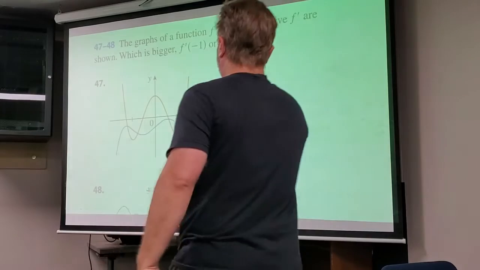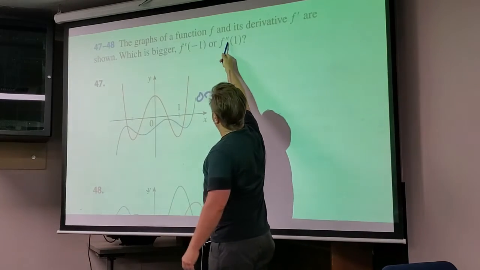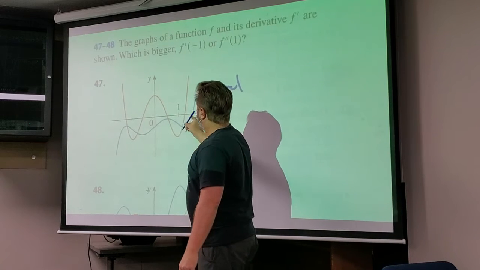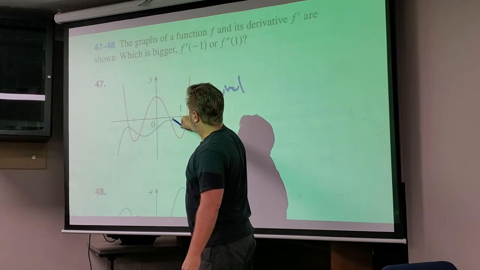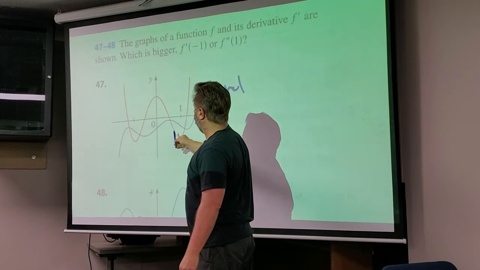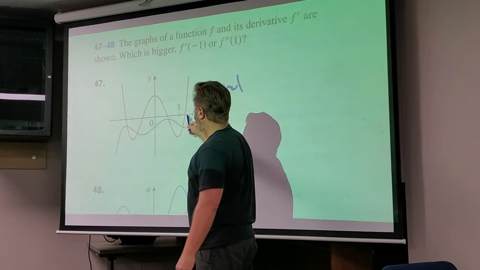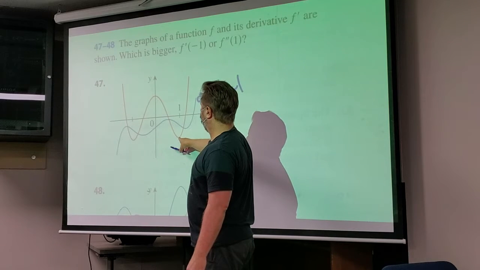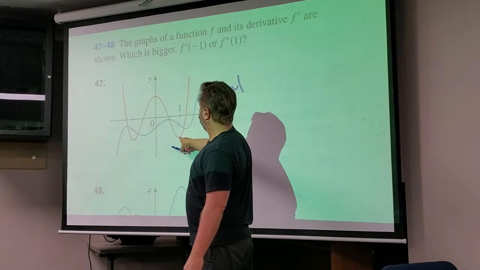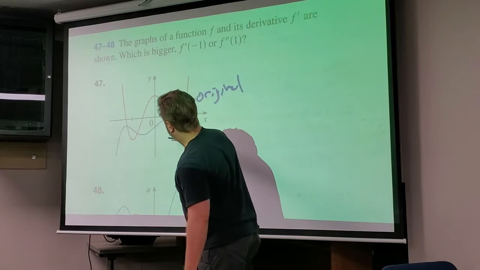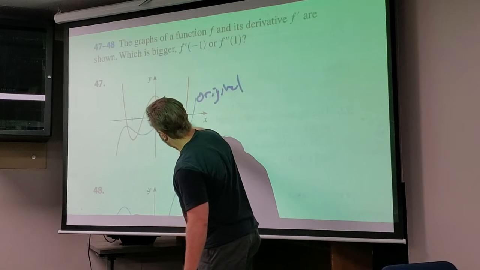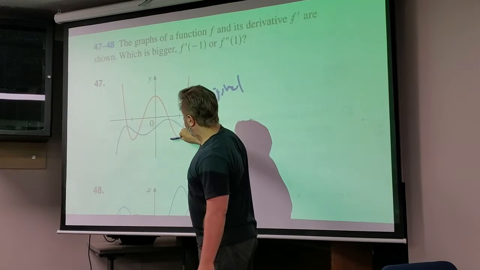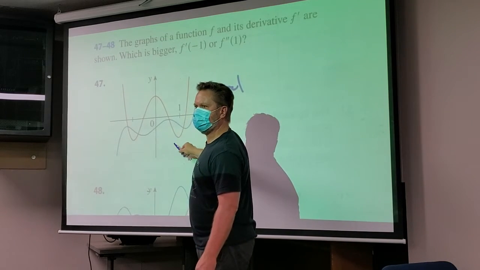All right. Now, f double prime at 1. So here's the original, right? Here's the derivative. What is the derivative of the derivative at 1? Doesn't it look to be just about zero? There would be a little wiggle there, but doesn't it look to be just about zero? If not zero, it's a little positive, wouldn't you say?